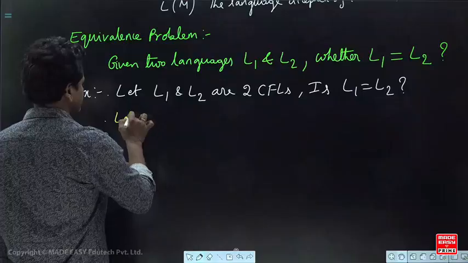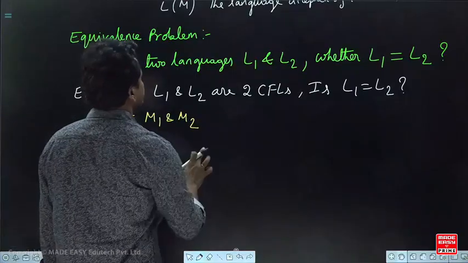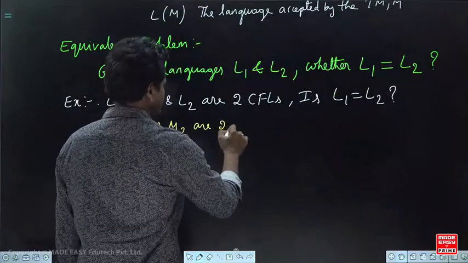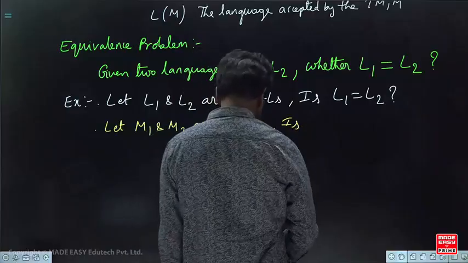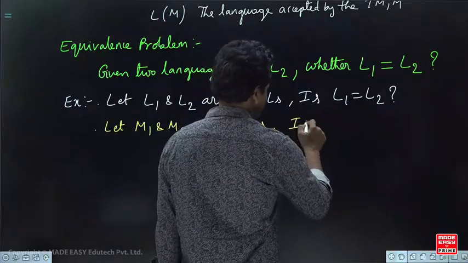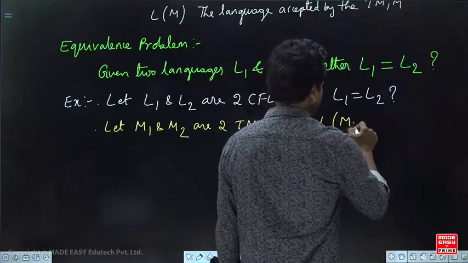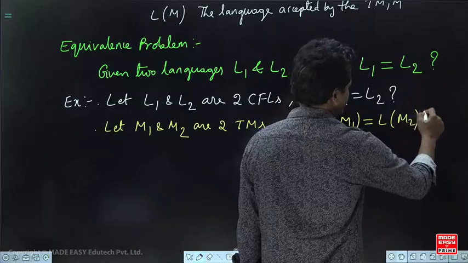Let M1 and M2 be two Turing machines. Then is L of M1 equal to L of M2?